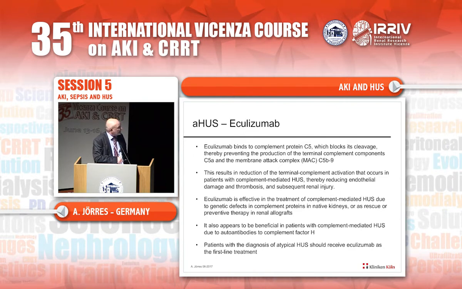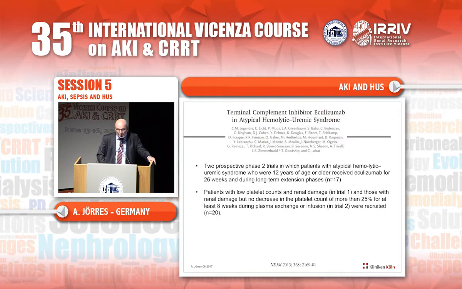And the suggestion is that patients with the diagnosis of atypical HUS should receive that treatment as the first-line treatment, in the light of that plasma exchange is just working in about every second case. I briefly show you one of the first studies that have been using the compound in children and adults who were at least 12 years of age. It was basically two small groups of patients in a phase 2 trial.